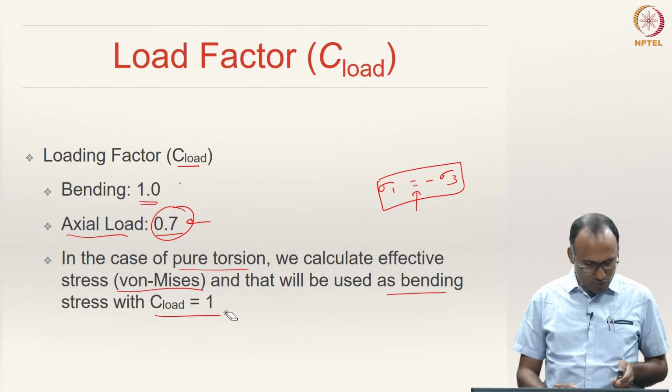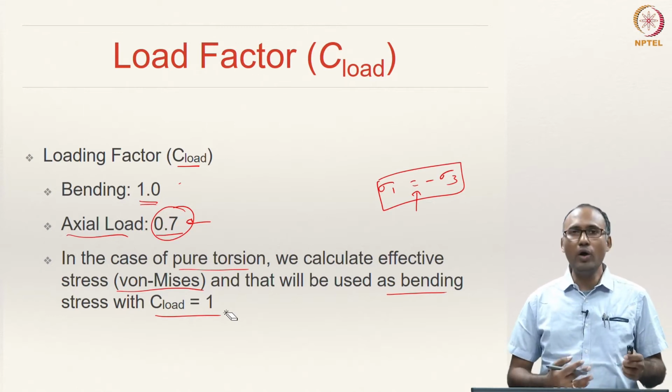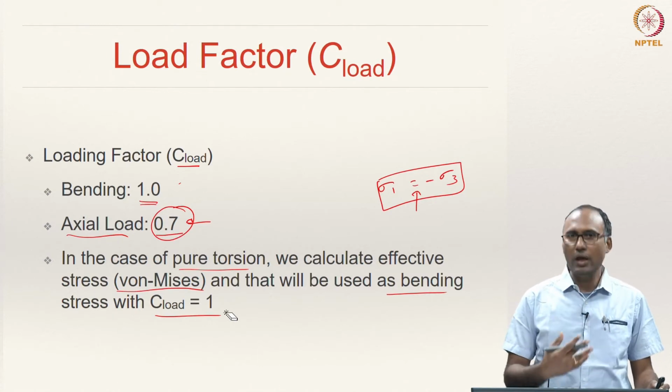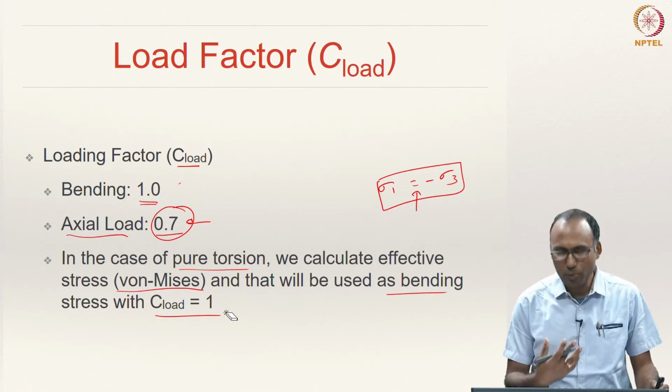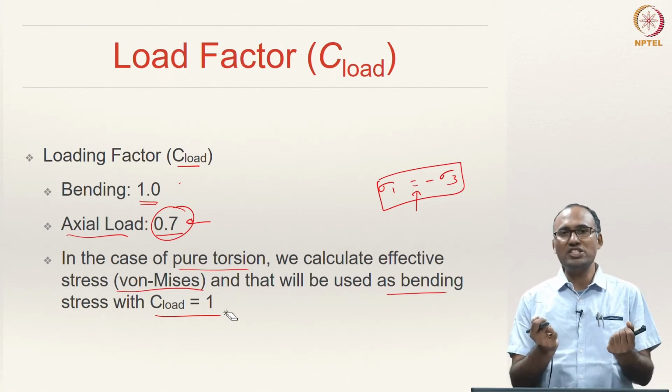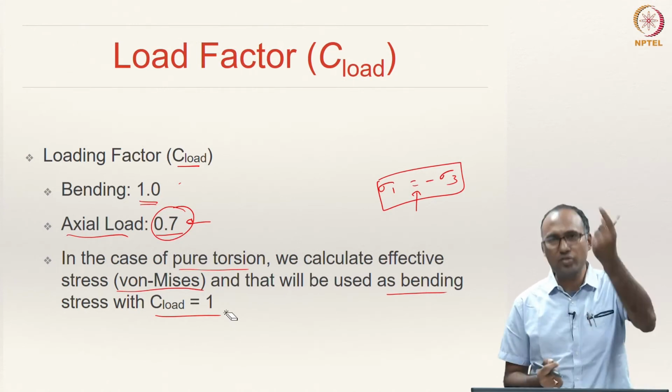Okay. All right. So, we know how to choose C load. If it is bending, it is 1. If it is axial load, the C load factor will be 0.7. That means, if you are applying an axial load, your endurance strength is going to be 0.7 times that of the bending load scenario.